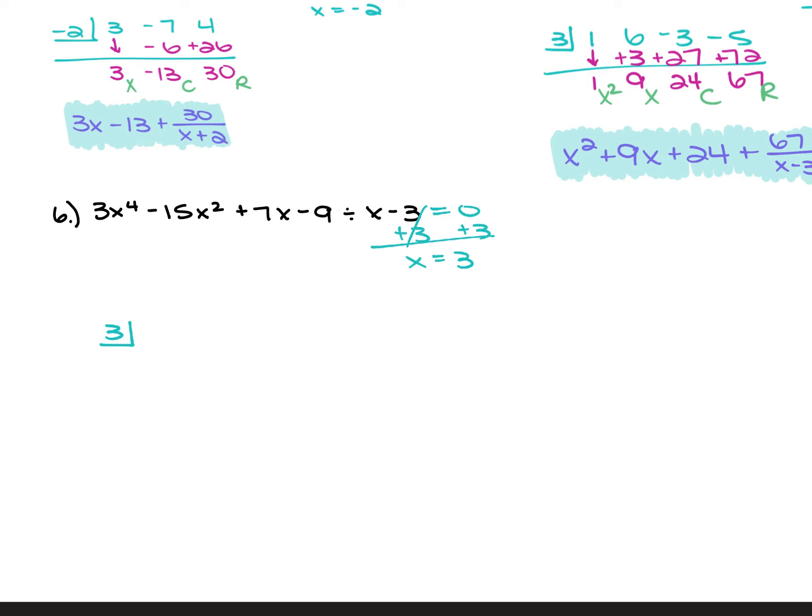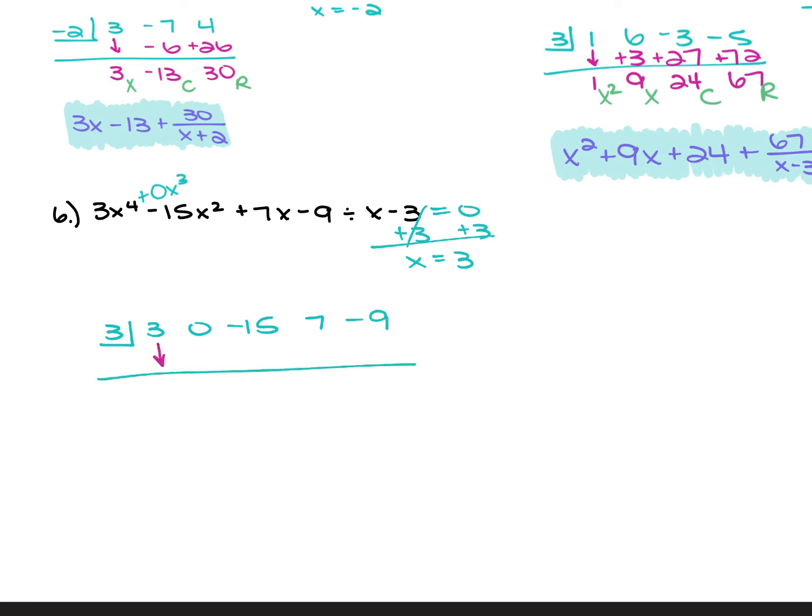However, if we look at that polynomial, we have the power of 4 as our highest power. We are missing the power of 3. So you're going to have to add in a 0x cubed after that 3x to the 4th power, and in front of that negative 15x squared. So your coefficients that are going to go on the right of this 3 are going to be 3, 0, negative 15, 7, and negative 9.